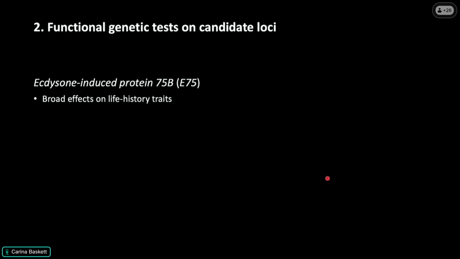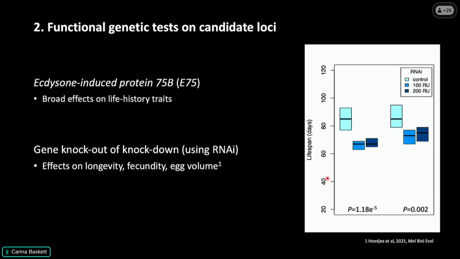So this is a gene with broad effects on life history traits. The effects on metabolism were already described, for example, but also effects on stress resistance. And what I first did was to see, okay, if we manipulate it, if we knock it down using RNAi, do we then also see an effect on the phenotypes that we're interested in, so longevity and fecundity? And then we also measured egg volume because, well, we had eggs anyway.